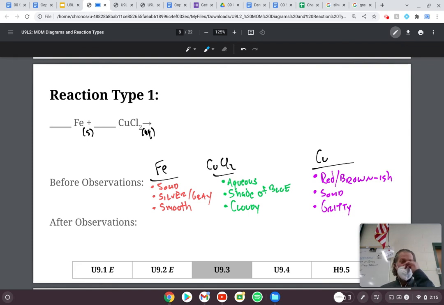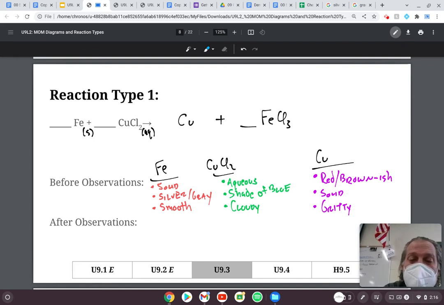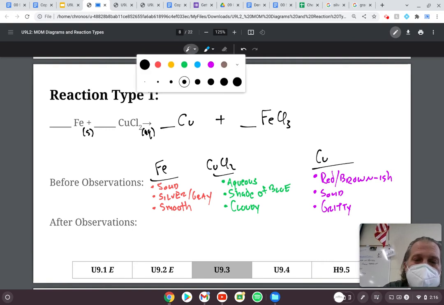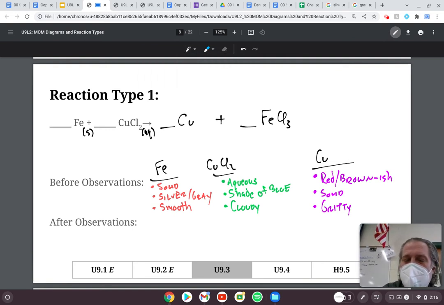Okay? So what does that tell me? That tells me that in this particular reaction, I'm going to produce some copper. And then what's left over? If I can't make new stuff and I can't lose stuff, what would be left over then? Fe and Cl. And I'm going to tell you that in this case, it's going to be FeCl3. And then we're going to need to try to balance this.